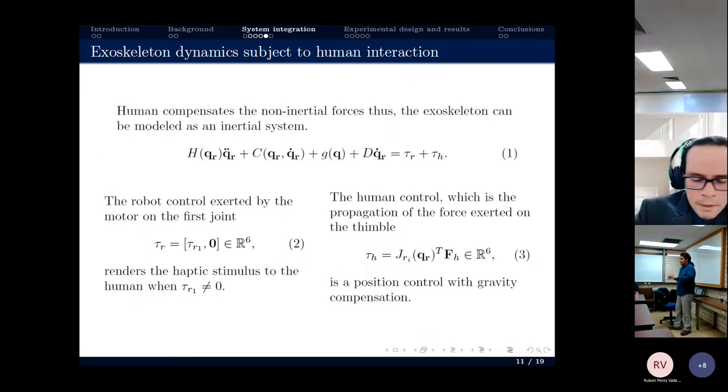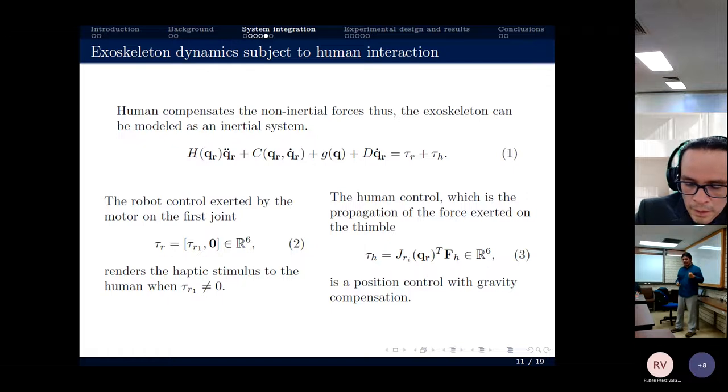Now, in regard to dynamics, we consider that due to the relatively small size of the exoskeleton and its lightweight nature, in conjunction with the high forces exerted by a human to compensate for having an exoskeleton over his hand, we can neglect the non-inertial forces provided by the exoskeleton. So we can study it as an inertial system.